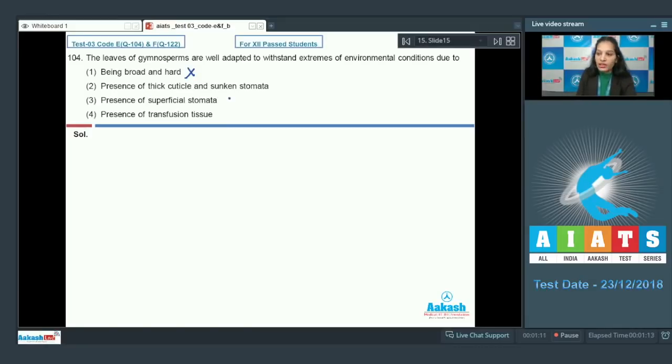Second, presence of thick cuticle and sunken stomata. Yes, the leaves of gymnosperms have thick cuticle over the surface and sunken stomata so that transpiration can be reduced and to thrive in extremes of environmental conditions. Third is presence of superficial stomata. No. If they have sunken stomata, they cannot have superficial stomata. Fourth, presence of transfusion tissue. They have transfusion tissue, but it cannot help them to stand in extreme conditions. So this option is also ruled out. So the correct answer for the given question is option number 2. Let's move on to the next question.